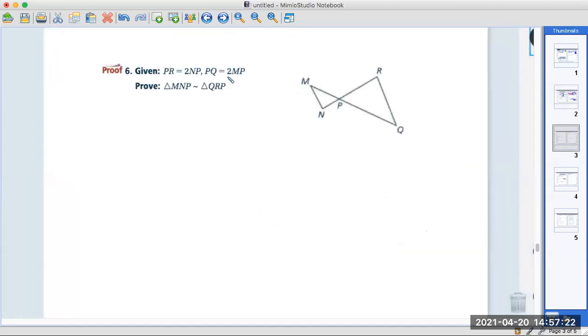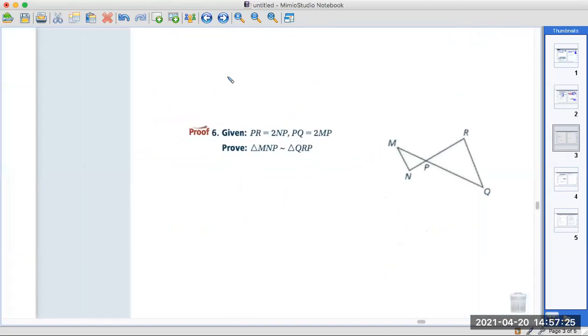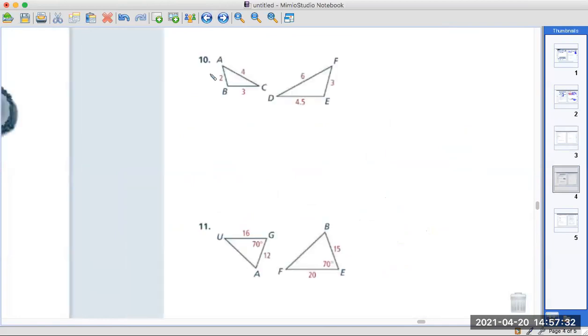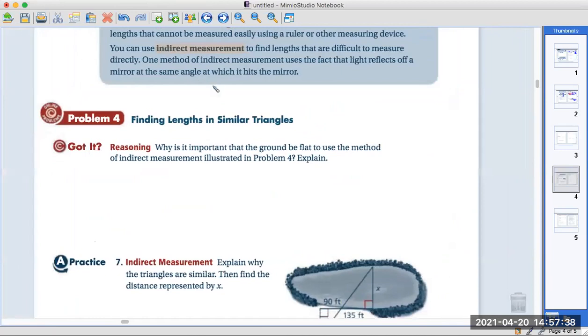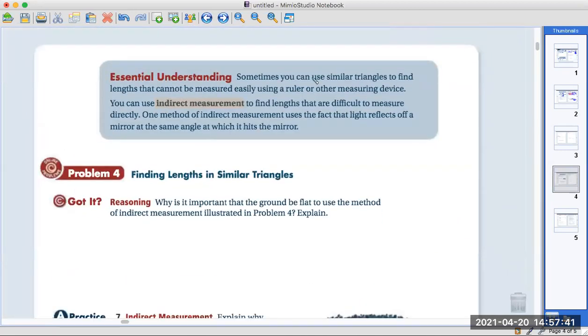Okay, next page, let's look. Nothing on the next. 364 is the next page I'm going to. That's this one, 364. And it's about indirect measurement, which is kind of interesting. Sometimes you can use similar triangles to find lengths that cannot be measured easily using a ruler or other measuring devices. Sometimes distances are just too big. So you can use indirect measurement to find lengths that are difficult to measure directly.